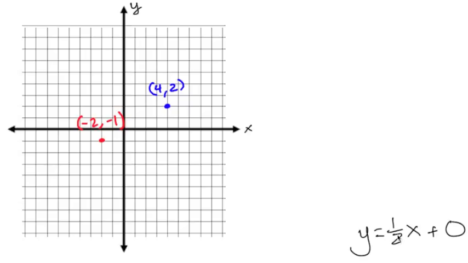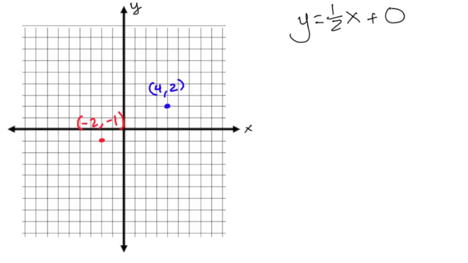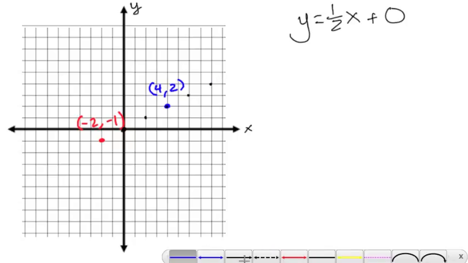Now, y equals 1/2 x plus 0. Well, let's graph that. We start at 0. We go up 1 over 2. Up 1 over 2. And if I kept doing that forever and ever, what would I have? I would have a line that looked like this. And perfect. It passes through this point, and it passes through that point.